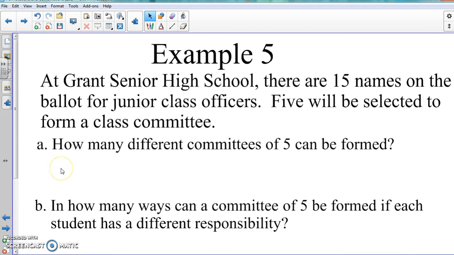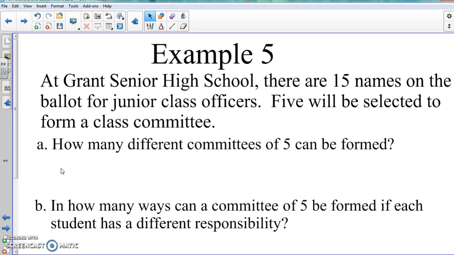Example 5. At Grant Senior High School, there are 15 names on the ballot for junior class officers. 5 will be selected to form a class committee. So we're talking about the class officers, and then we're talking about a committee there. Well, the class officers are part of that committee. Sorry, my fault.